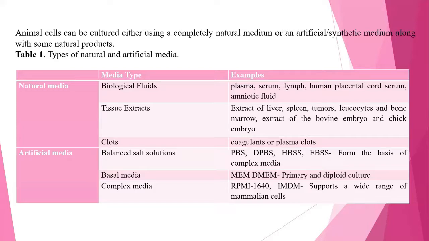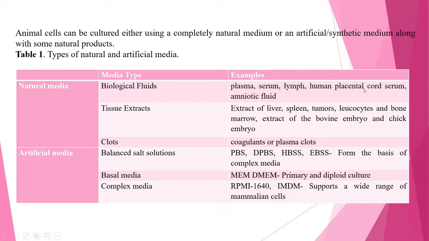So you can see that these are the biological fluids which were used as media initially, that is plasma, serum, lymph, human placental cord serum. So this human placental cord serum is a very rich source of different kinds of nutrients. Okay, amniotic fluid is also a very enriched source. So these things you can understand help in the development of a baby. Okay, so for the growth of the fetus, these amniotic fluid and placental cord serum provide a lot of nutrients. The supply of nutrients is through this.